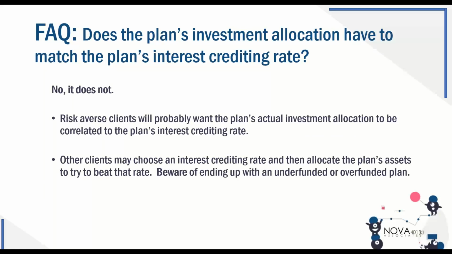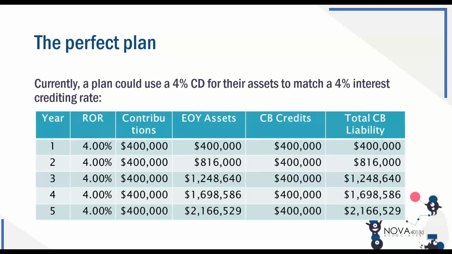Does the plan's investment allocation have to match the plan's interest crediting rate? No, it does not at all. Your clients may want it to, or they may want to try to beat the rate. But at the end of the day, we just want the plan to be funded, but not overfunded and not underfunded. So we just want to try to keep it funded.